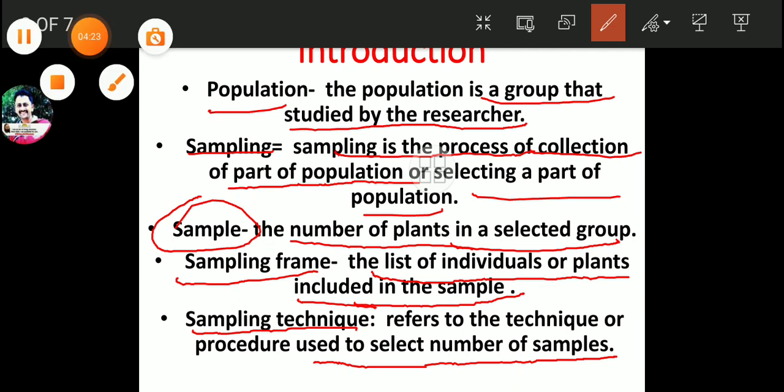Friends, once again I have given you an idea about the terminology, that is what is population, what is sample, what is sampling, what is sampling frame or sampling technique. That you have to keep in mind. You have to write these definitions, the meaning of this terminology, which will help you to understand actually the topic, that is sample and sampling.